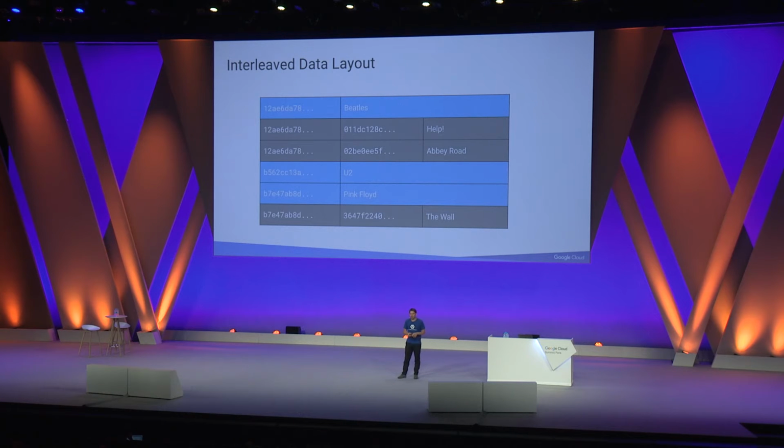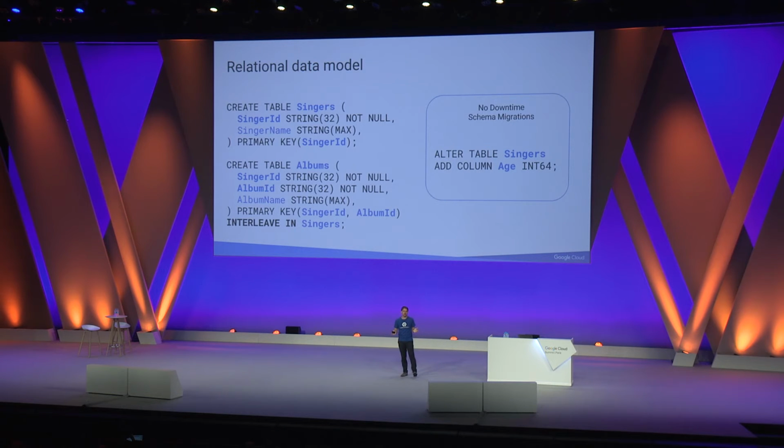Now, you have to be a bit careful about this. Don't overuse interleaving, because, as just mentioned, it all ends up in one split, so you can run into things like hotspotting, or you can exhaust the storage limits of a split. So you have to be a bit careful there. Now, what does it look like in SQL or in a DDL statement? You just add INTERLEAVE IN the parent table, such as singers, and you can actually have multiple levels of this interleaving if you need to.